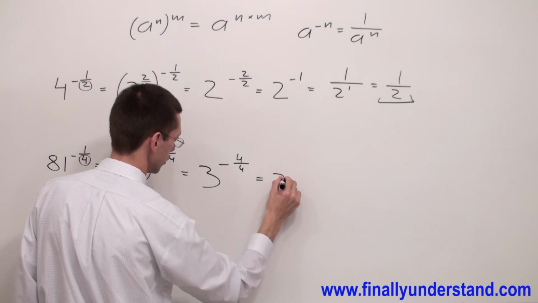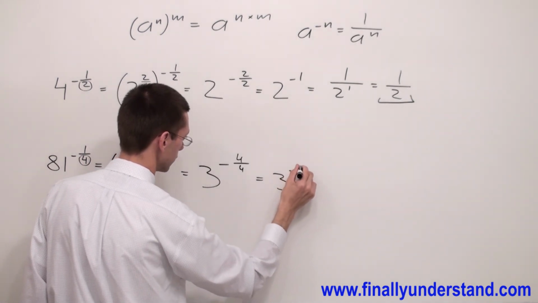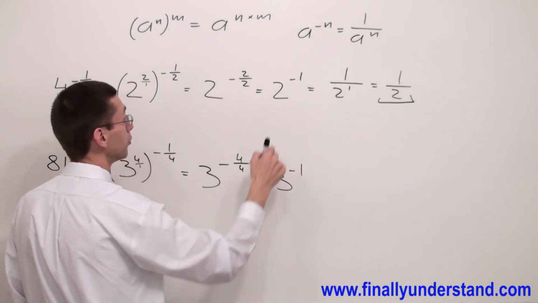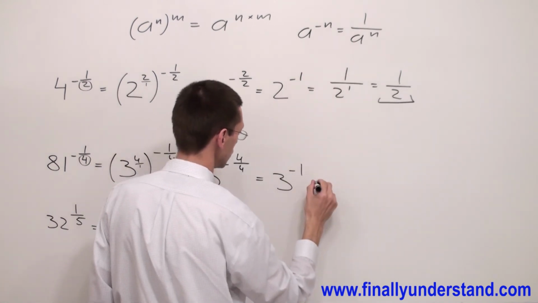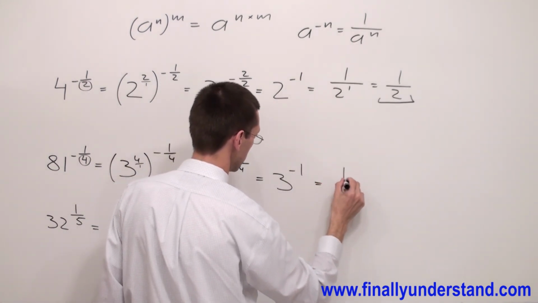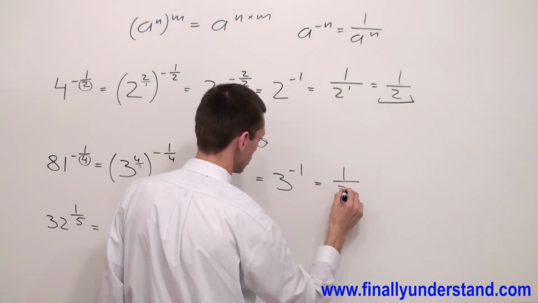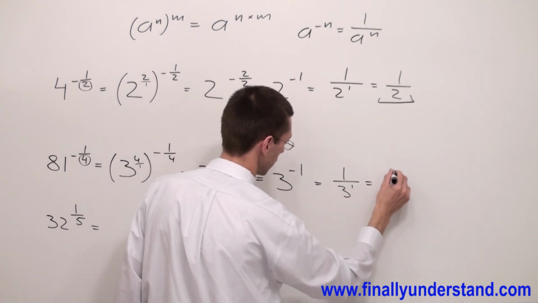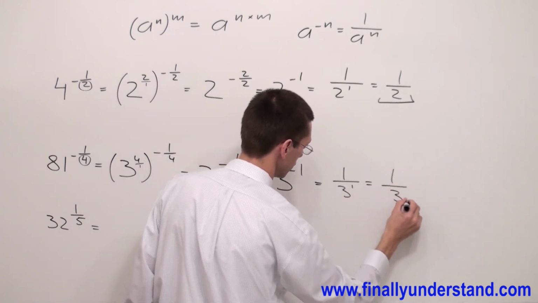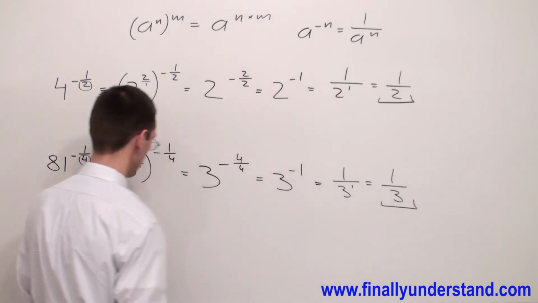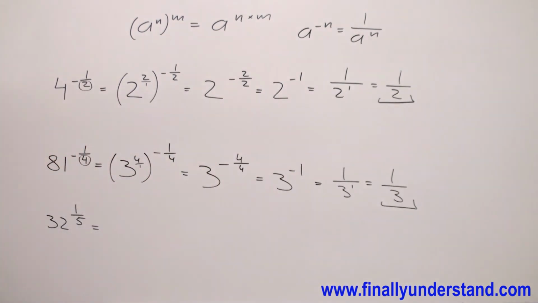The answer is 3 to power negative 1. Again, I'm going to use this property and I'm going to write my answer as 1 over 3 to the first, which is simply equal to 1 over 3. This is the solution to this problem.